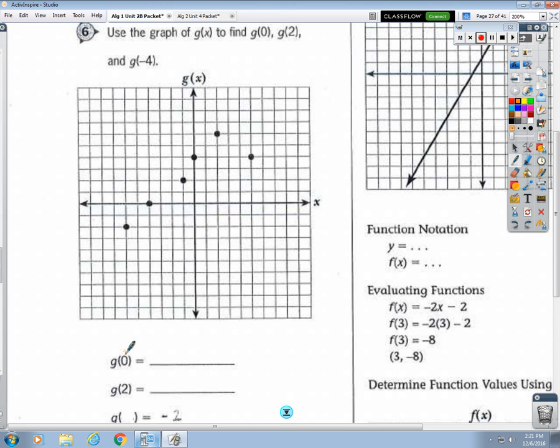Okay, g of 0. Well, think about it. This says g of x, right? So if it said g of x, and now it says g of 0, the 0 is just sitting in the place of what letter? X. So you need to find a point up here that has an x value of 0. Well, here's 0, so wouldn't it be that point that has an x value of 0? And what is that point's y value? So g of 0 equals 4.